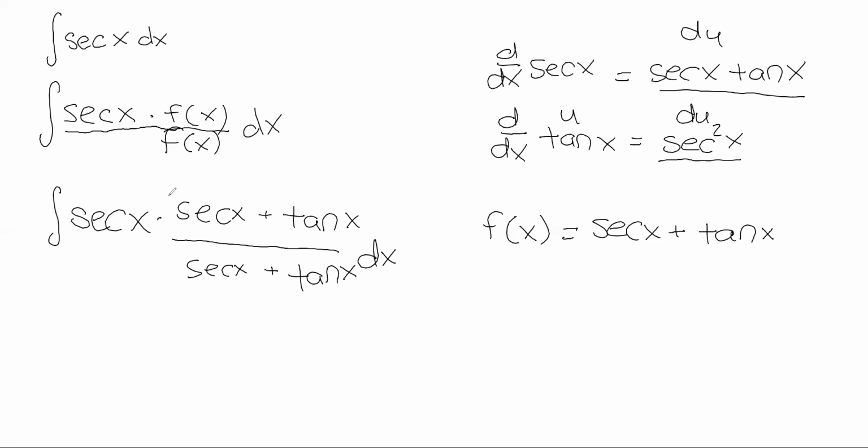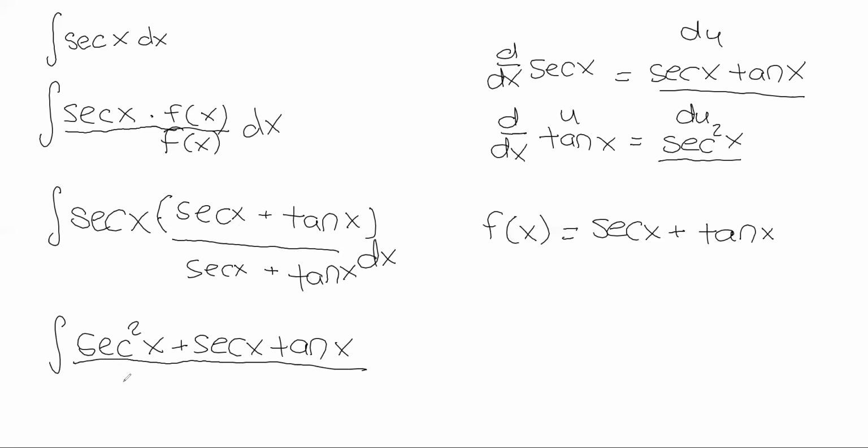So it looks like we made it worse, but we've actually made things a lot better, and I'll show you why. What I want to do is distribute the secant of x to both of our terms in the numerator of our new fraction. We get secant squared x plus secant of x tangent of x. And at this point, you might be seeing what I'm up to and why I've rewritten this in the way that I did, why this is useful.